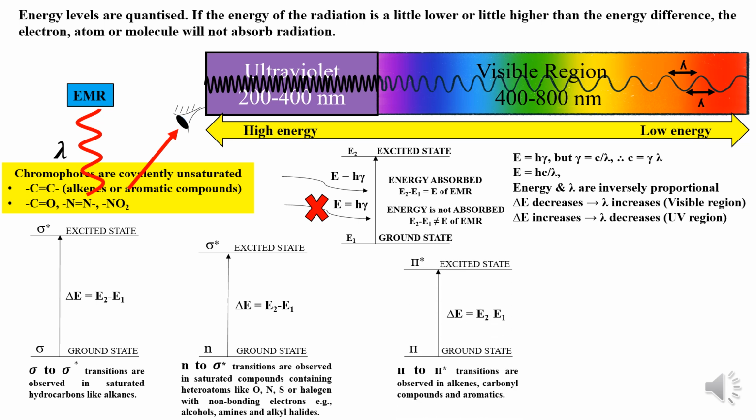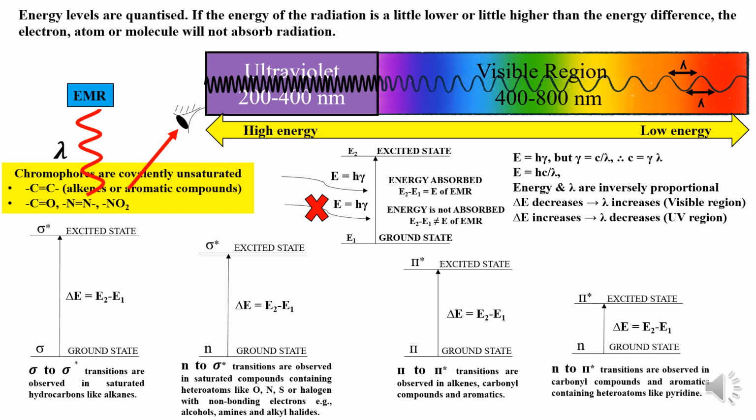The third type of transition, that is pi to pi star transitions, is encountered in alkenes, carbonyl compounds and aromatics. Because you come across the pi bond in these classes of organic compounds, and that is why you see the pi to pi star transition.